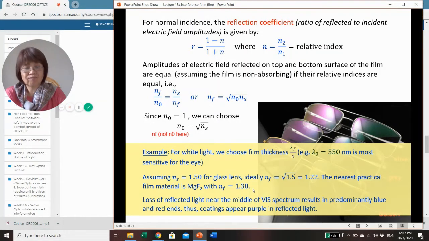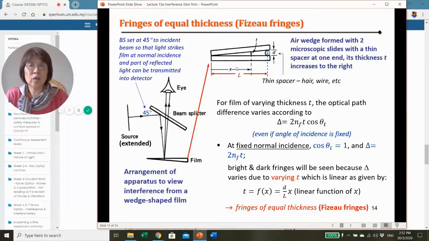Yeah, but there are other means of getting a better refractive coating by doing multiple layers of the coating of different refractive index, so that we can extend the range of wavelength that will give us destructive interference. Fringes of equal thickness, or we call them visual fringes.